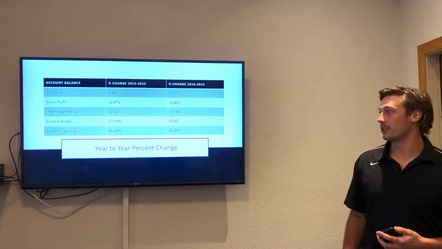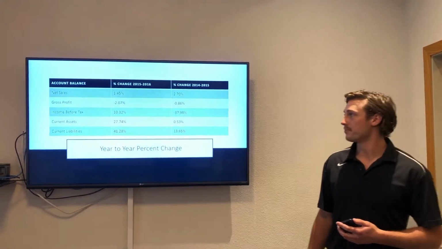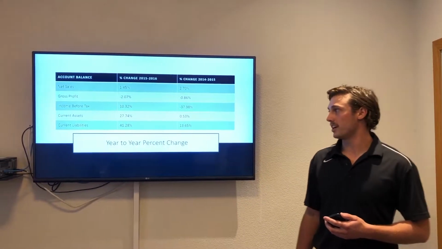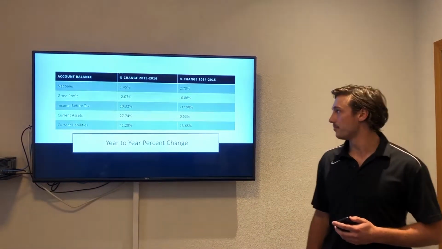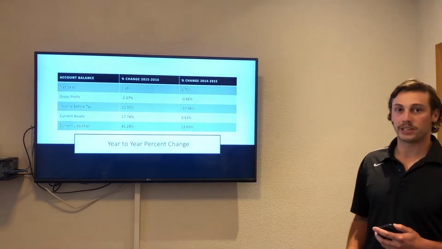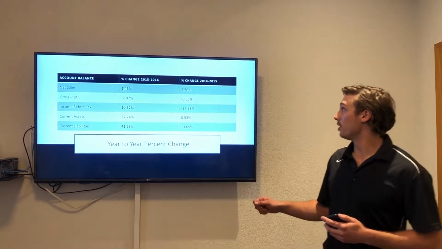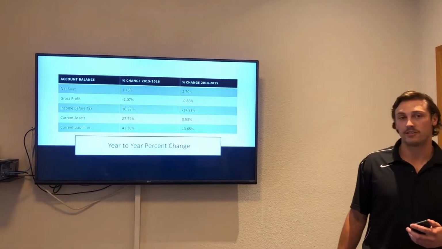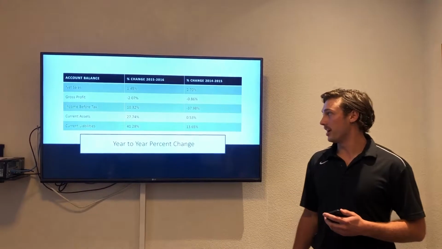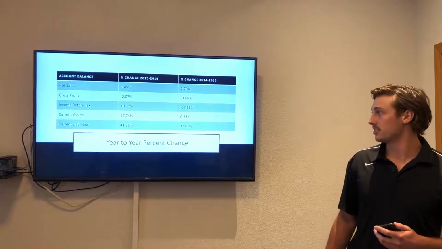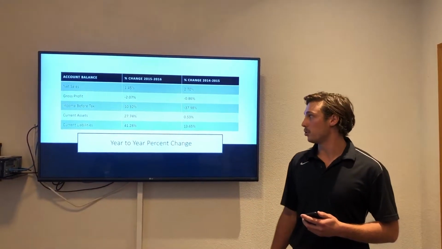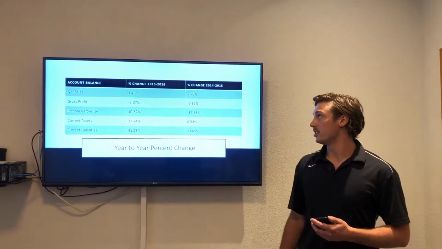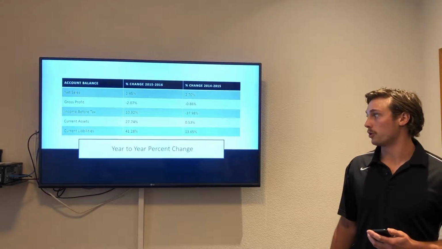Okay, so to start off, we're going to go just through the year-to-year percent change. The accounts we chose were net sales, gross profit, income before tax, current assets, and current liabilities. I'm just going to point out a few big percentage changes. From 2014 to 2015, income before tax decreased 37.98%. Current assets from 2015 to 2016 increased 27.74%. And then current liabilities, 2015 to 2016, increased 41.28%.